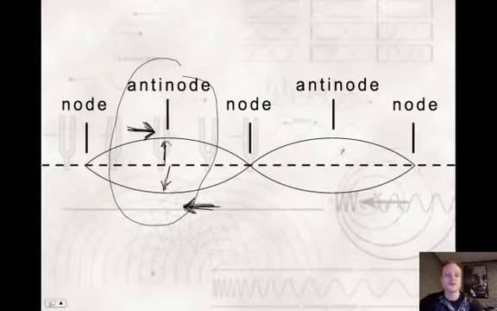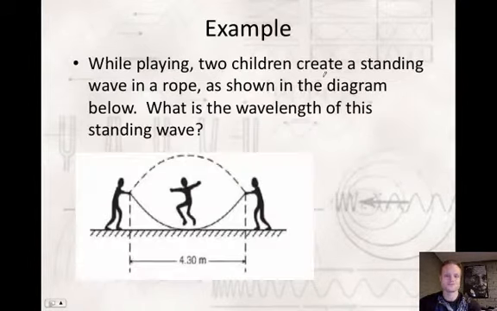One thing you should notice is you will have one more node than you will antinodes. So if you have 3 nodes, then you will have 2 antinodes. Or if you have 4 nodes, you'll have 3 antinodes. So there's always one less antinode than there are nodes.